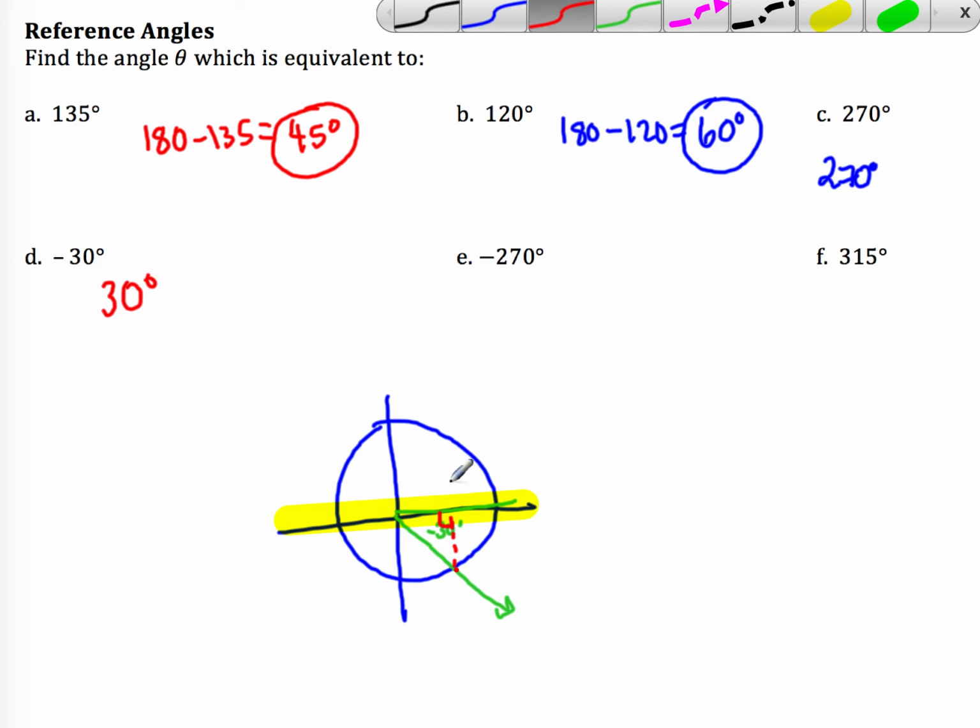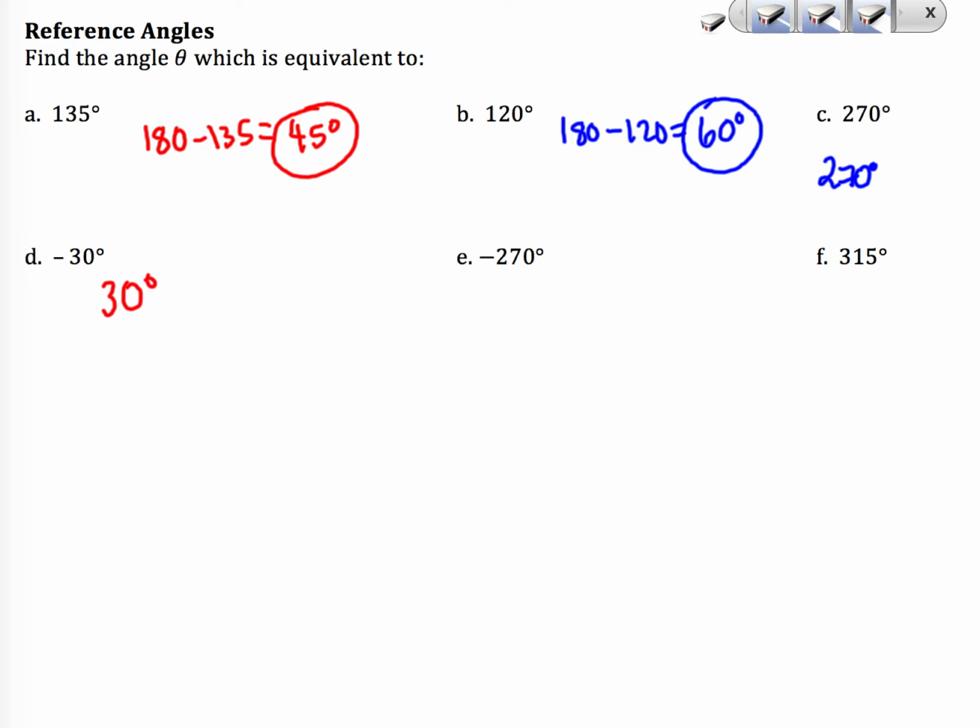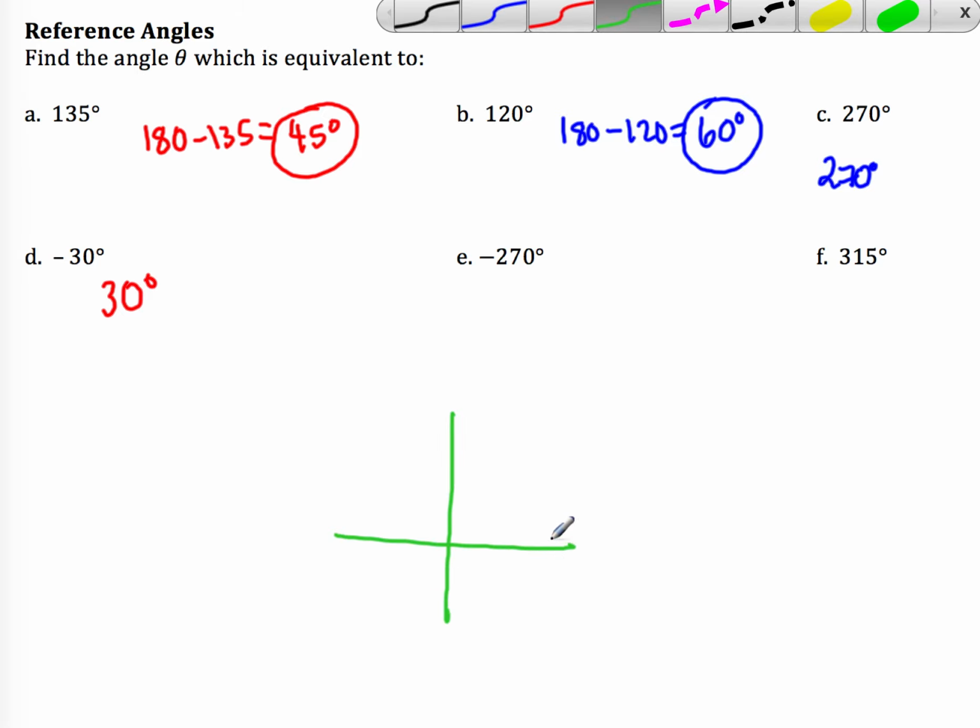Negative 270, we are now once again going the opposite direction, so we're looking here at our unit circle. The opposite direction, so we're starting here. Here's negative 90, negative 180, negative 270 lands here. Our reference angle is 90 degrees.